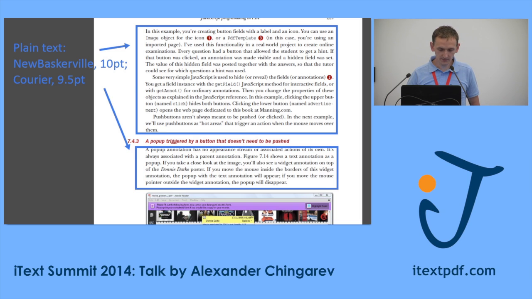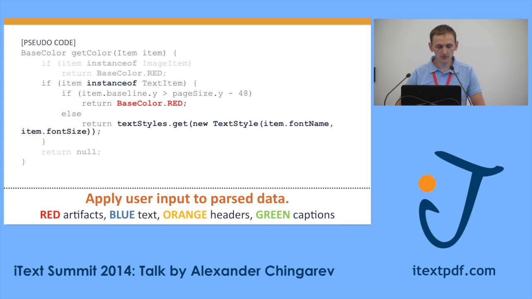So to apply user input styles, we need to redefine the getColor method a bit. I'm providing this code not in pure Java but in pseudocode to make the slide more compact. Otherwise I didn't have enough space on this slide. You can see that for an image item the code stays unchanged, it's grayed out, but for a text item it's changed. Here is a check: if the item occupies the topmost 48 points of the page, then the getColor method returns red color. Otherwise it asks the text style map for color.